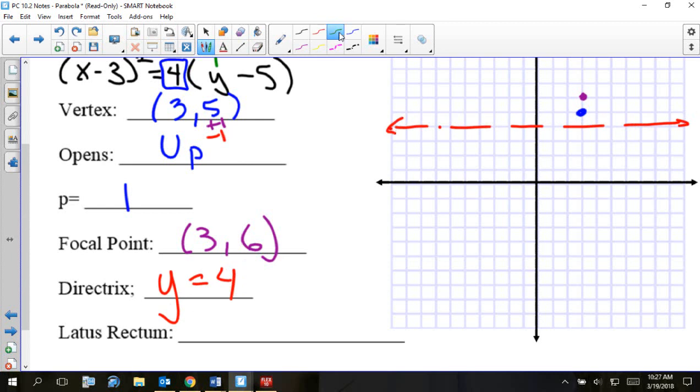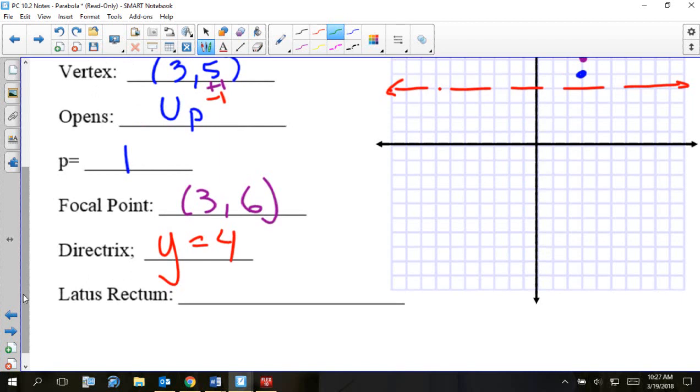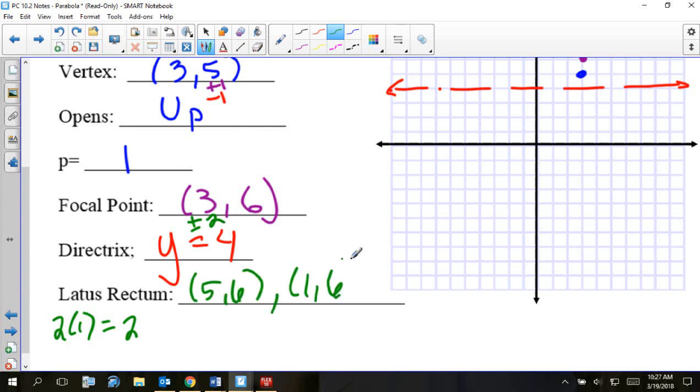The latus rectum, we do 2 times the p value. And then we add or subtract that for the width of the parabola. Since it opens up, my width is going to go left or right. And we have to add it or subtract it from the focus. So I'm going to add or subtract 2 to the focal point, left or right. So I'll have 5, 6, and 1, 6.